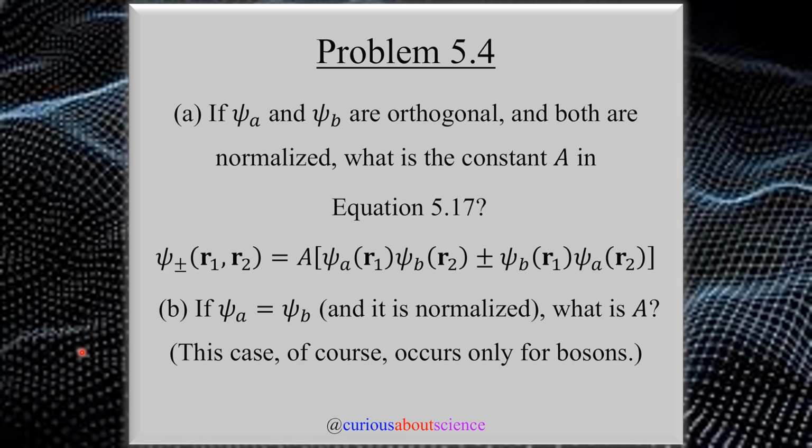That being said, this particular question is asking us about if psi A and psi B are orthogonal and both are normalized, what is the constant A in equation 5.17? And this is equation 5.17 where we see we have a psi plus or minus with two locations now, so two radial components, and radial is not necessarily the accurate word, but the position vectors themselves. And we see that we have state A at position 1, state B at position 2, B at 1, A at 2, things like that.